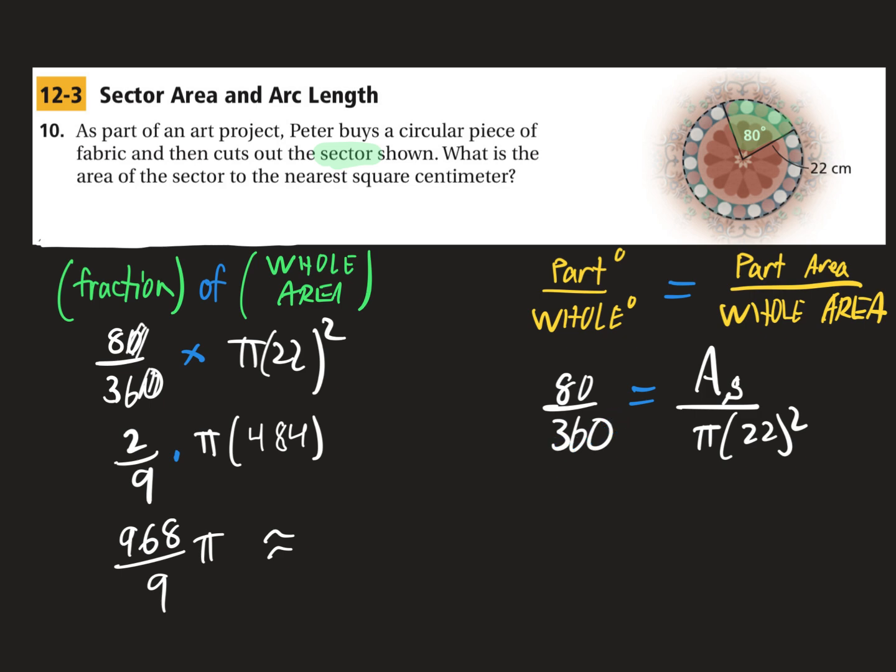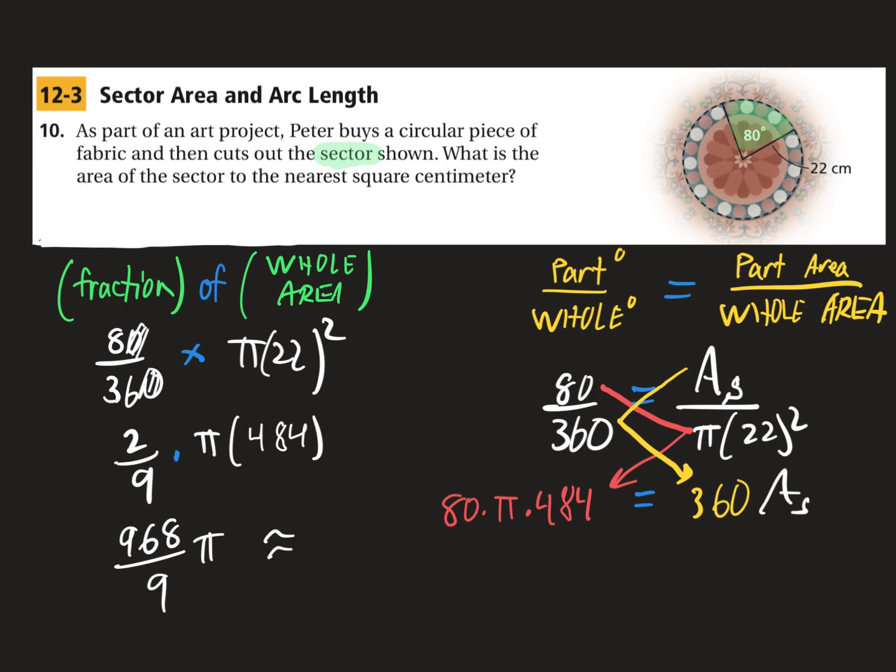Over here, remember, rewrite your equal sign. Start with that. Then, on the top left, cross multiply and bounce back. So that's 80 times pi times 22 squared, which is 484. And then on the other side, area of the sector times 360, bounce back, gives us 360 times the area of the sector.